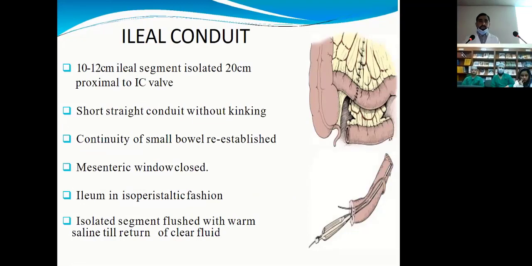The ileal conduit. In the ileal conduit, we take a 10 to 12 centimeter ileal segment, 20 centimeters proximal to the ileocecal valve, making a short straight conduit without kinking. Continuity of the small bowel is re-established, and the mesenteric window closed. The ileum is isoperistaltic. The isolated segment is flushed with warm saline till the return of clear fluid.